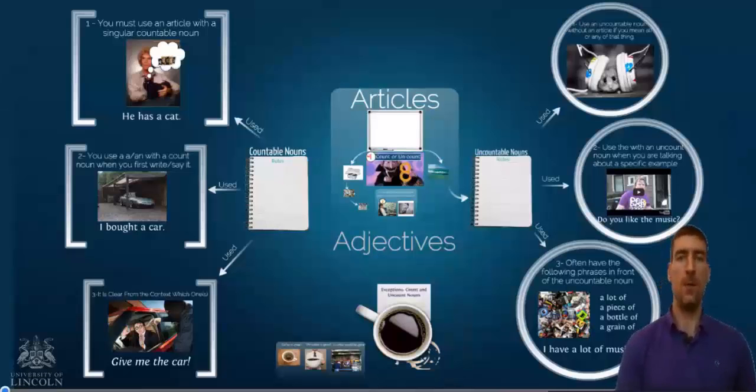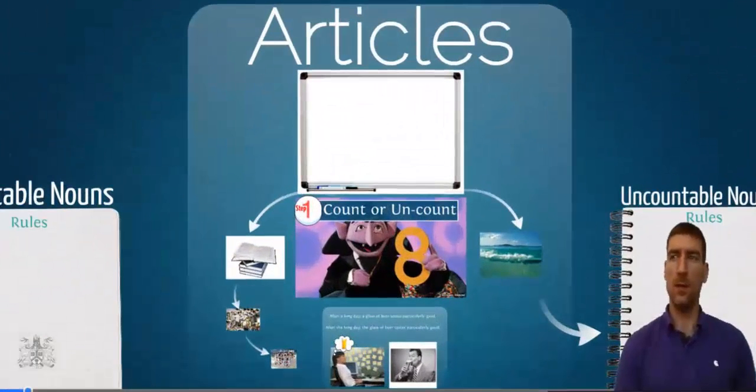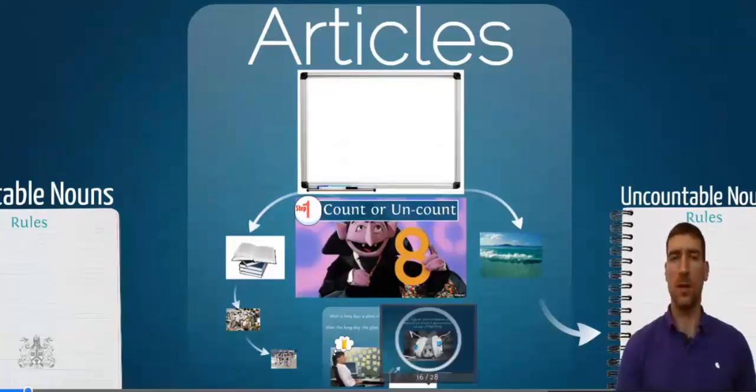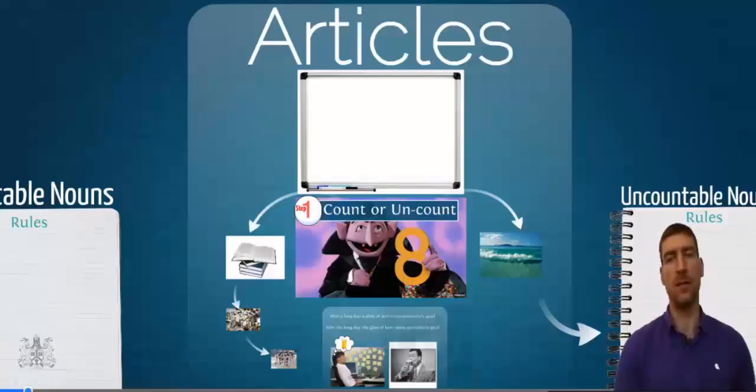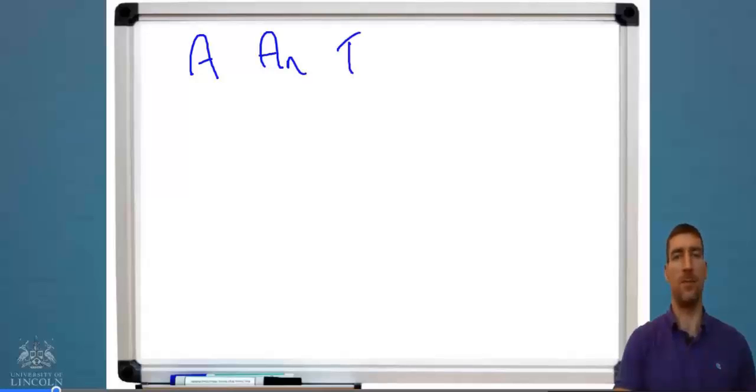Hi, today we're going to talk about articles. Articles are these small words that go in front of nouns, and they can sometimes cause big problems. They are a, an, and the.